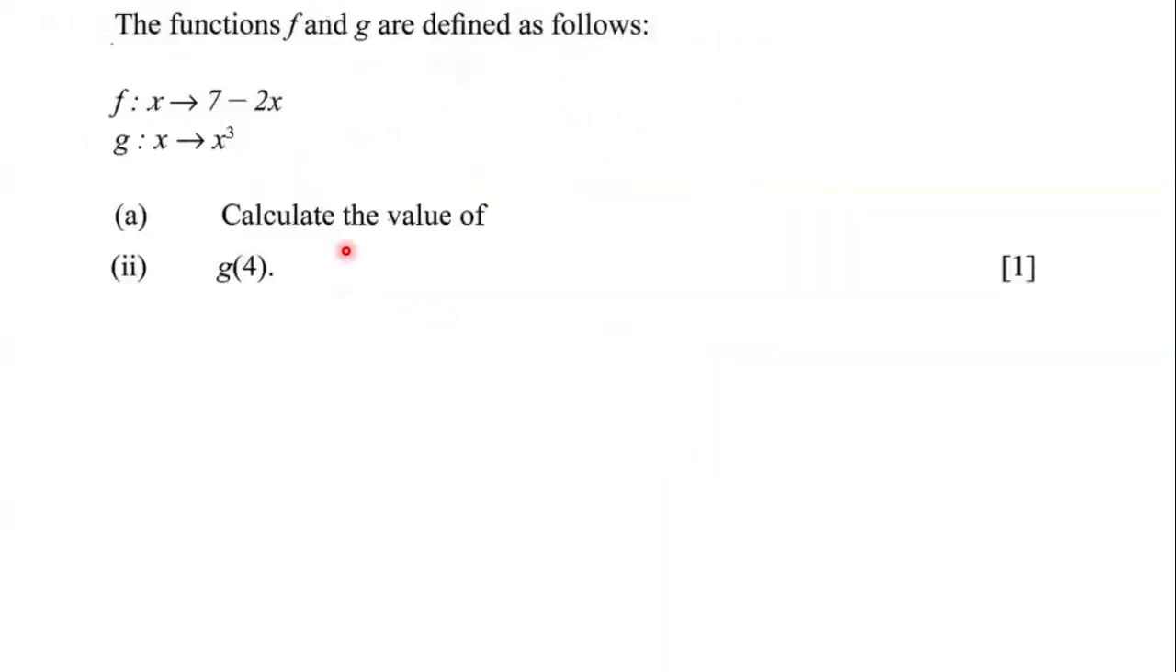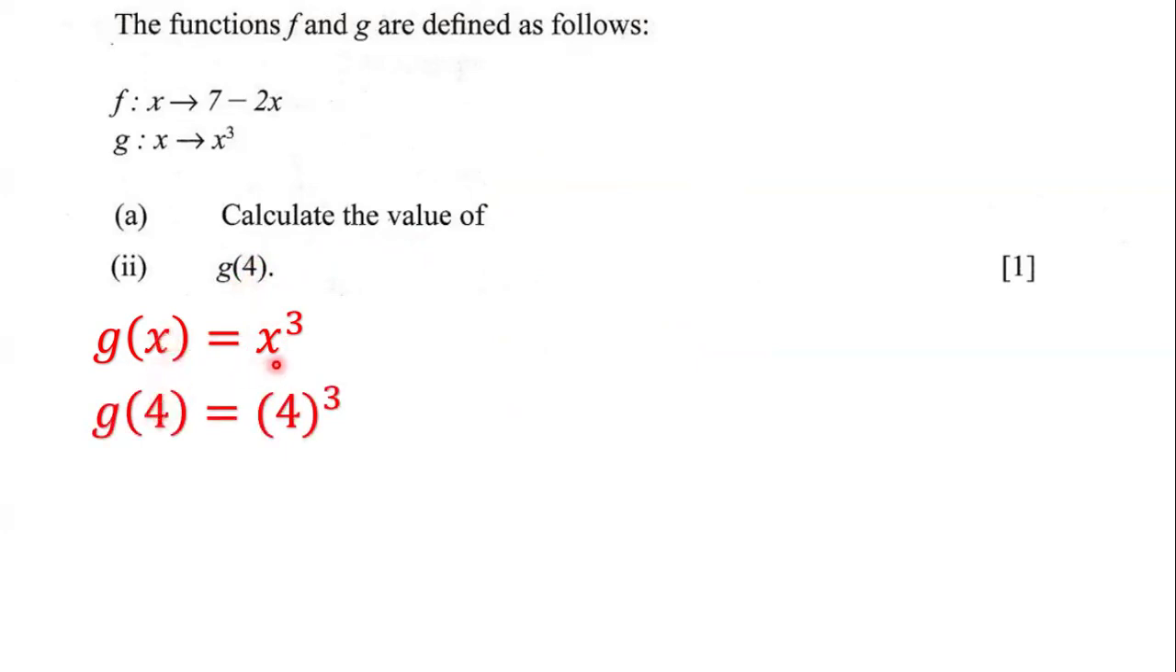Next, we have to calculate the value of g of 4. Now we know that g of x is equal to x cubed. And so here we have 4. So that means that wherever we see x, we're going to put 4. So we see x here, so we put 4 here. And we see x here, so we put 4 here.